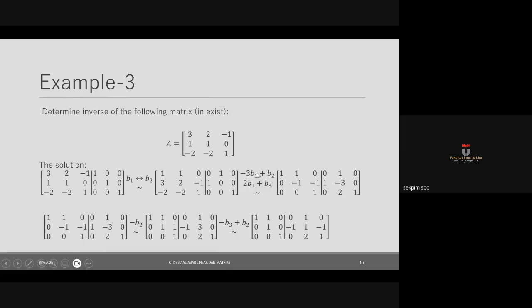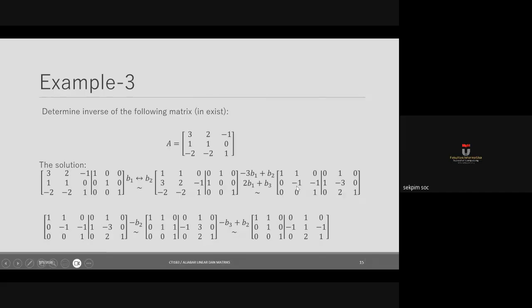Okay, so by doing the first row operation, you will get this row, this result. And by doing row 1 plus row 3, you will get this one, right? So this is done for the first column.